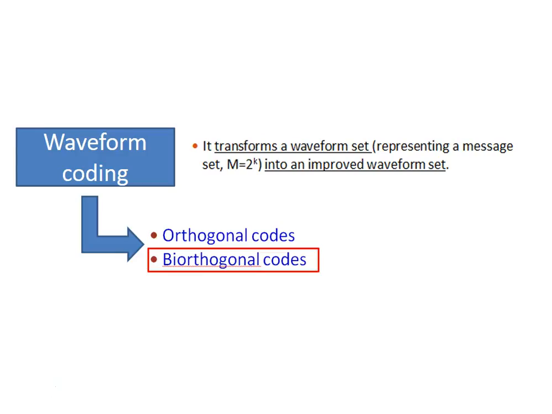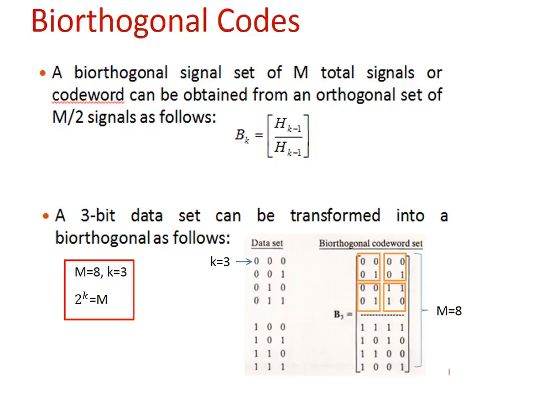So now let's go for the bi-orthogonal code. A bi-orthogonal signal set of M total signals or code words can be obtained from an orthogonal set of M over 2 signals by augmenting it with the negative of each signal, as this one.